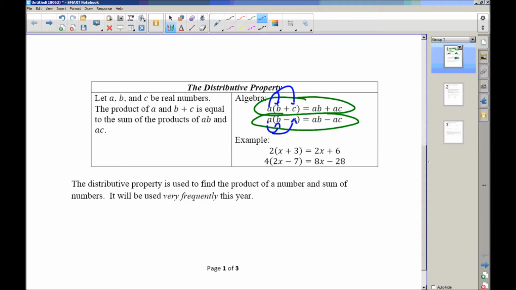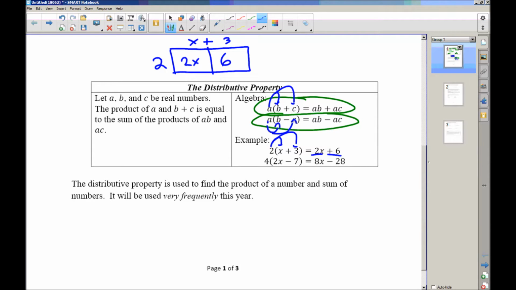All right, here's an example. 2 times (x plus 3). There's another way to model this with the area model. So you can think of it like this. Here's x and 3. So we're doing 2 times (x plus 3). So 2 times x is 2x, and 2 times 3 is 6. So our answer to this is 2x plus 6. So also the jump the fence, so 2 times x makes 2x, and 2 times 3 makes 6.